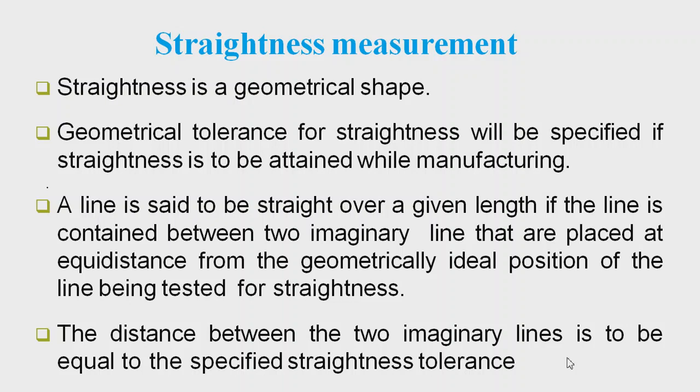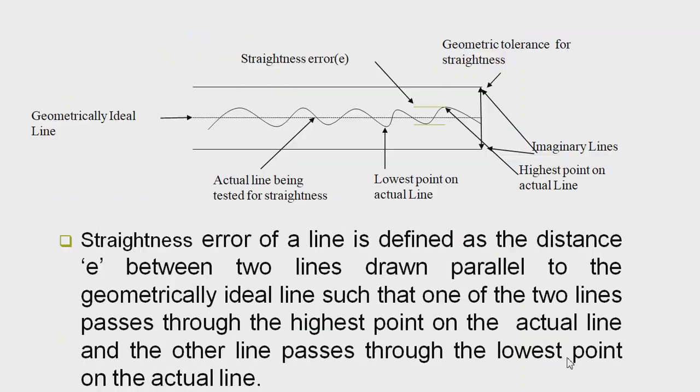A line is said to be straight over a given length if the line is contained between two imaginary lines that are placed at equidistance from the geometrically ideal position of the line being tested for straightness. The distance between the two imaginary lines is to be equal to the specified straightness tolerance. Now in this figure we can see that the center line, which is marked as geometrically ideal line, and the two parallel lines above and below this line is being used for the tolerances.